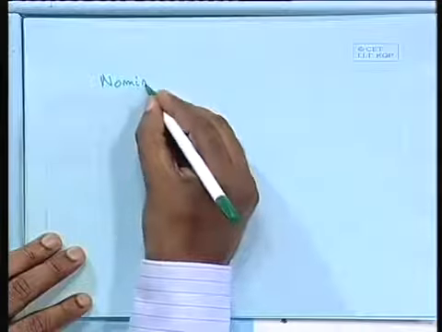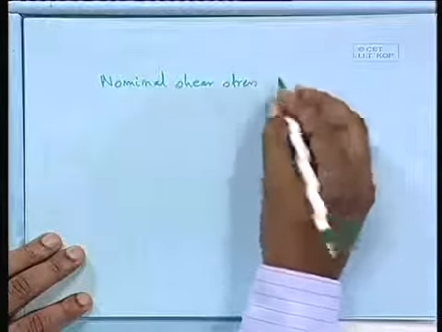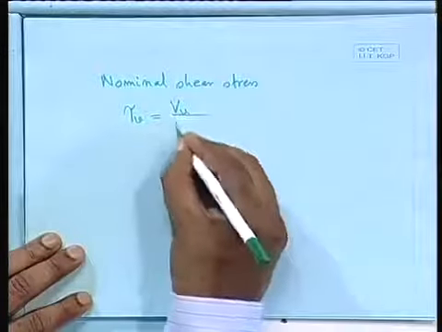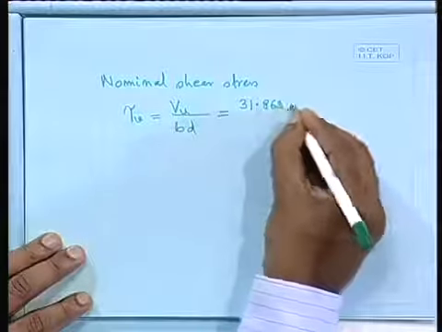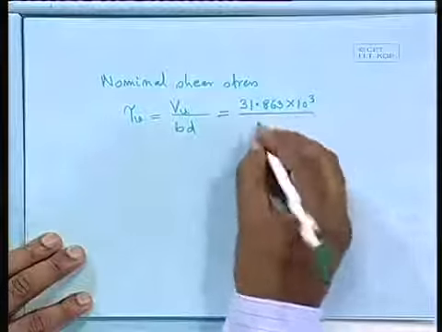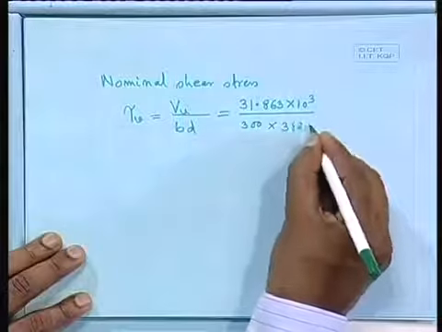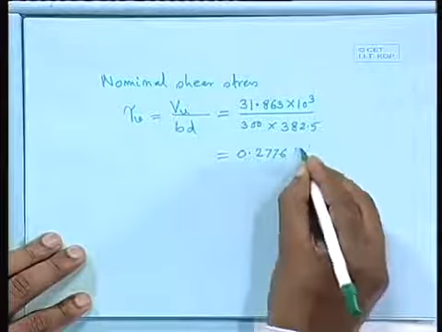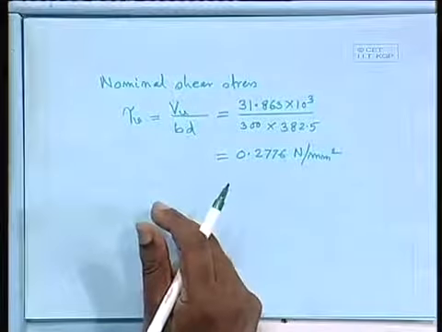So what about nominal shear stress? The nominal shear stress tau V equals VU by BD, equal to 31.863 into 10 to the power 3 divided by 300, that is the width, times 382.5, which comes as 0.2776 Newton per square millimeter. So this is the shear stress which is asked to find out in this problem.